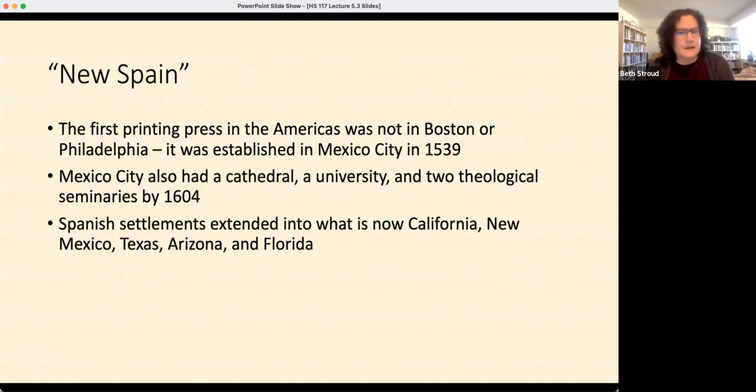I'm not going to say much about New Spain because we've talked a great deal about New Spain. I just want to point out that the first printing press in the Americas was in Mexico City in 1539. By 1604, before the first English settlers arrived, Mexico City already had a cathedral, a university, and 2 theological seminaries, and Spanish settlements by then extended into what is now California, New Mexico, Texas, Arizona, and Florida.